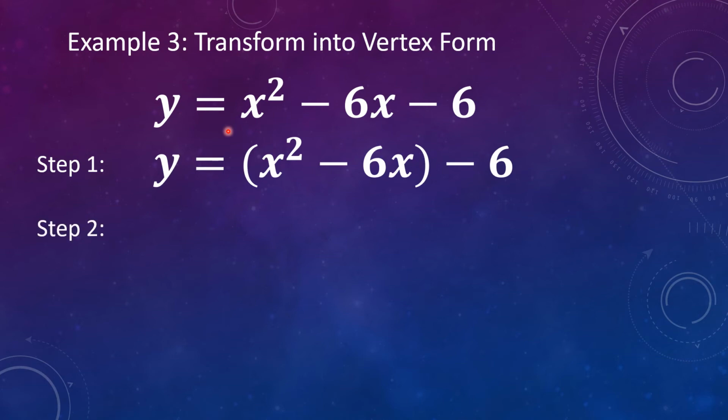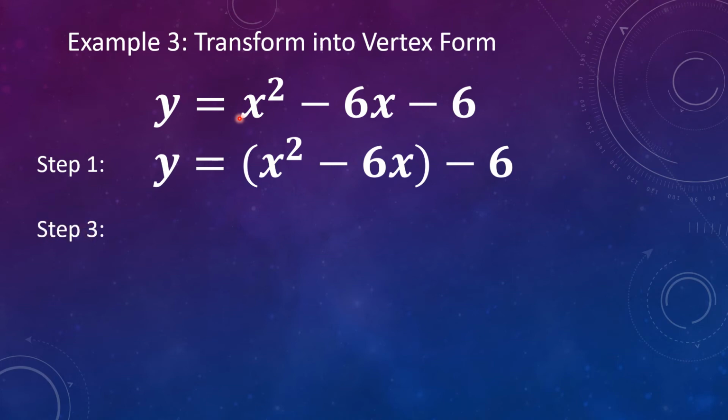Step number 2, factor out a. If a is equal to 1, proceed to step 3. So, recall natin yung standard form ng equation ng isang quadratic equation or quadratic function. This is going to be ax squared plus bx plus c. So, ang a natin dito ay positive 1. So, since a is positive 1, let's skip number 2, then move on to step 3.